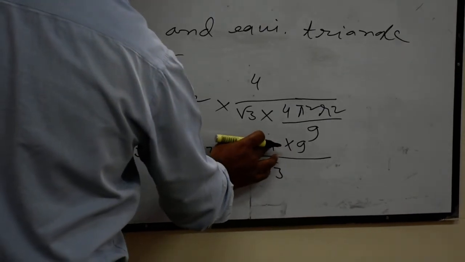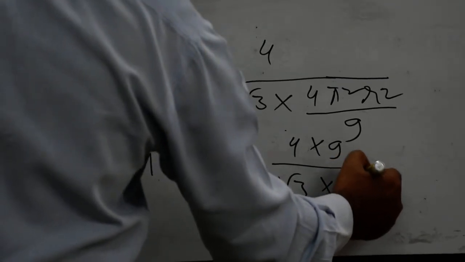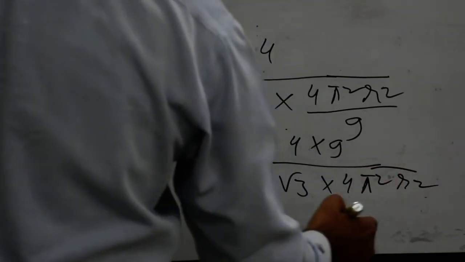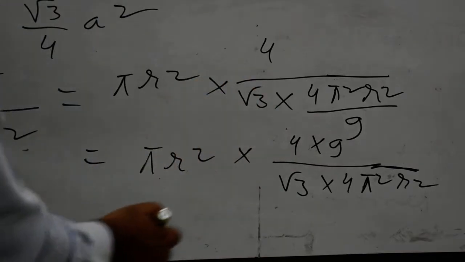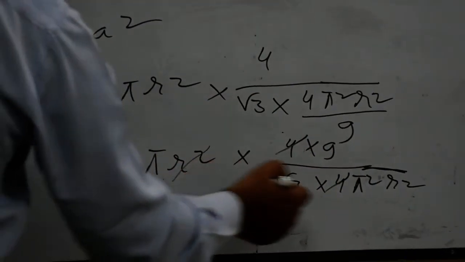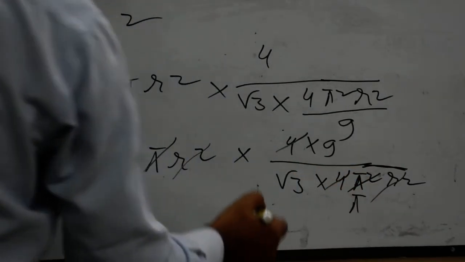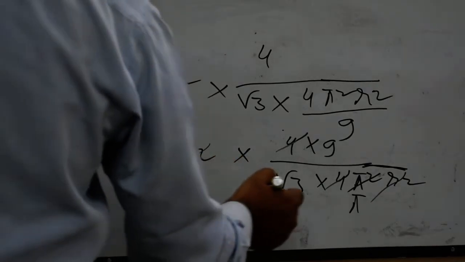Sorry. Yes. 4 into 9 by root 3 to 4 pi square r square. If you simplify, 4 will be cancelled and r square will be cancelled. If you divide by this, what is left? Pi.